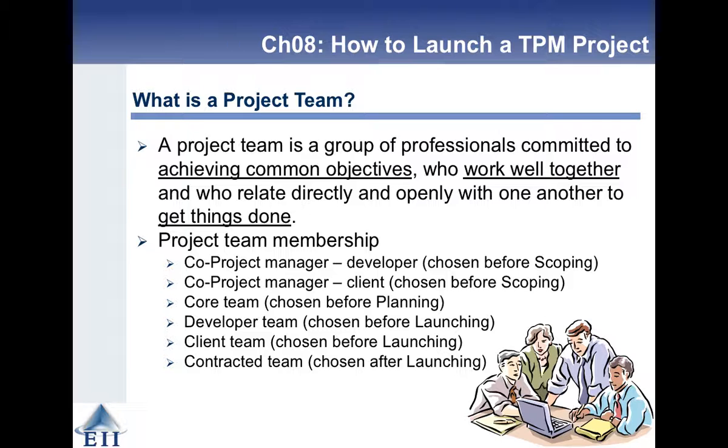And there's a list of possible people in the team. The co-project manager from the developer and the client's perspective, the core team, the key people who are going to be doing the project, the developer team, which we've got to choose now, the client team, which we've also got to choose now, and any outsourcing or contracted team we need, we're going to choose during launching as well.